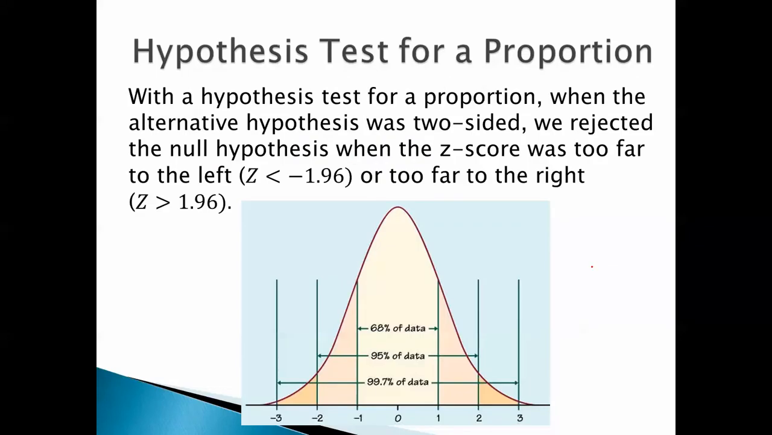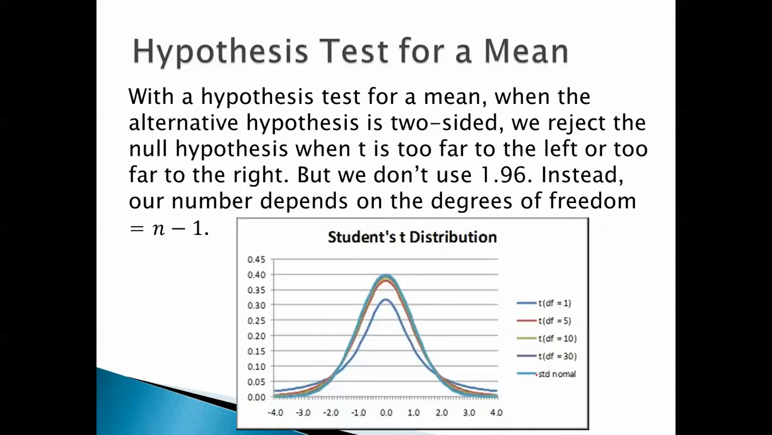With a hypothesis test for proportion, which we saw in the last chapter, when the alternative hypothesis was two-sided, we rejected the null hypothesis when the z-score was too far to the left, Z is less than negative 1.96, or when the z-score was too far to the right, Z is greater than 1.96.